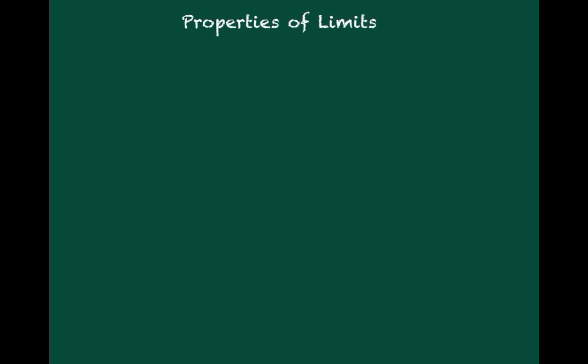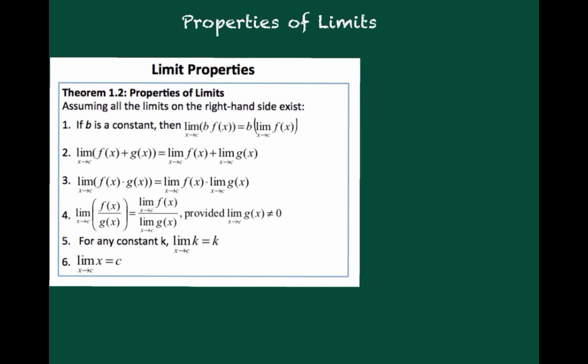The next thing we want to talk about are the properties of limits. These properties are going to allow us to manipulate limits the way that we have other things like logs, and they're just kind of algebraic rules. So let's take them one at a time. The first one says that if b is a constant, then the limit of b times the function equals b times the limit. Well, let's look at that as an example, and it's not so hard to follow.